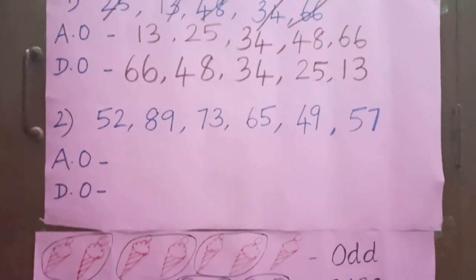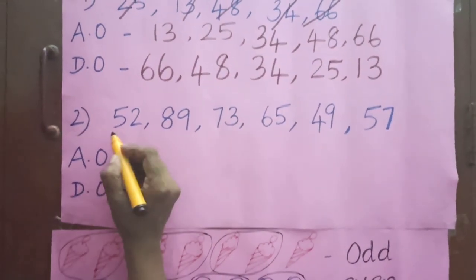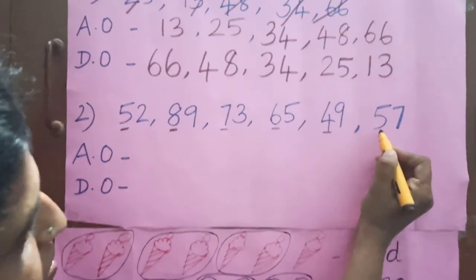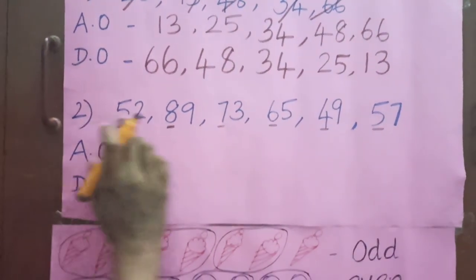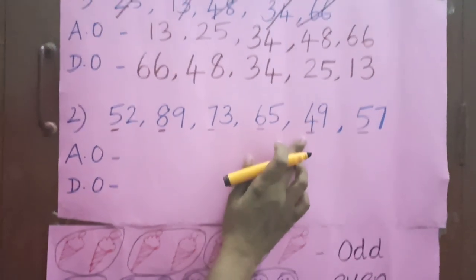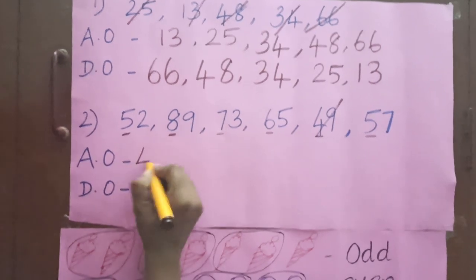So first, ascending order. What is meant by ascending order? Small number. You have to look at the tens place of the number, each and every number's tens place. Which is small? 4 is small. Compared to all the numbers, 4 is small in the tens place. So what is the number? 49.